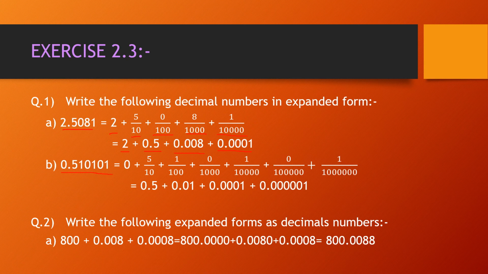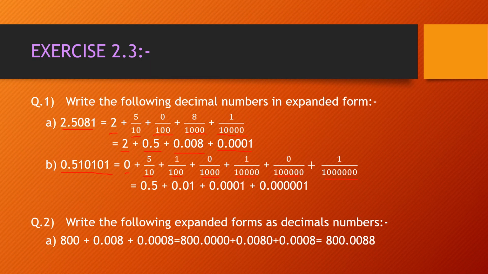Now let's see the second example, 0.510101. So here in the whole number part only 0 is there, so I'll write 0 as it is. The first digit is 5, so it will get divided by 10. The second digit is 1, divided by 100, right? The third digit will get divided by 1000, the fourth digit by 10,000, the fifth digit by 1 lakh, and the next digit by 10 lakh.